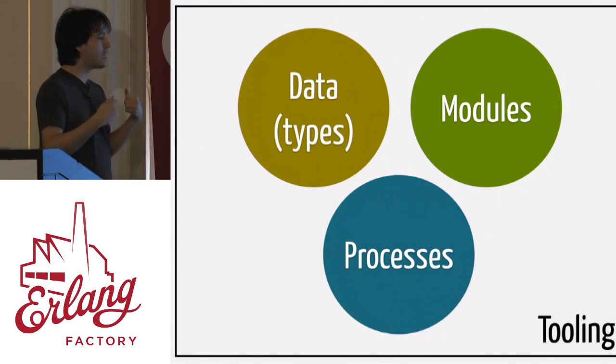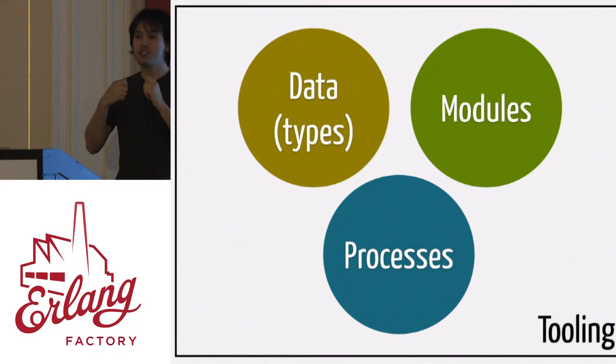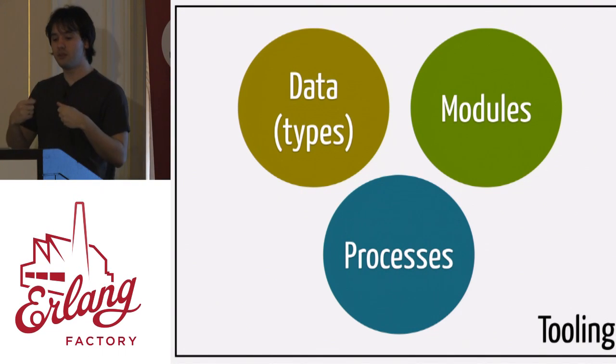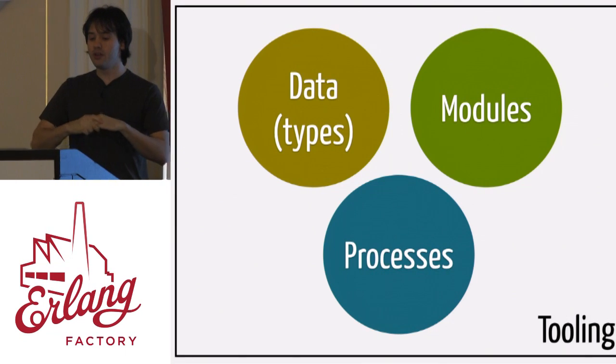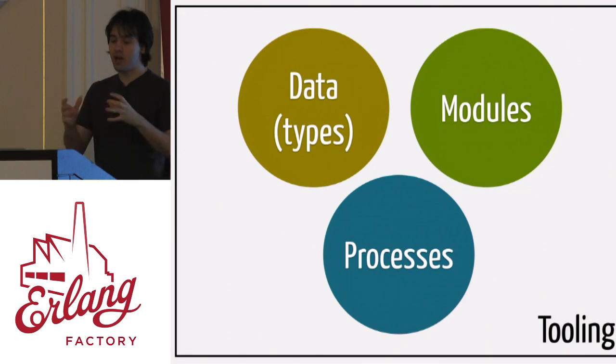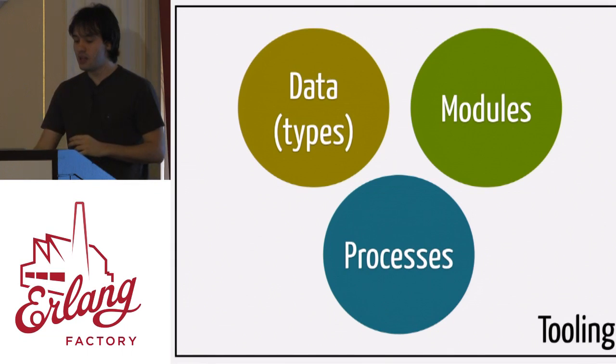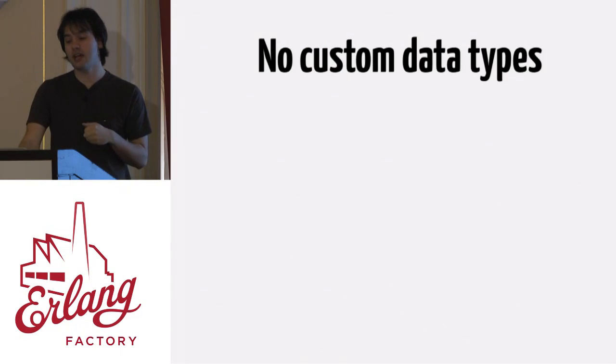And Elixir came as a reaction to that. It's one of the examples of what Elixir is trying to solve. So to give some examples of why I think data types are not as well developed as everything else, we cannot really have custom data types.